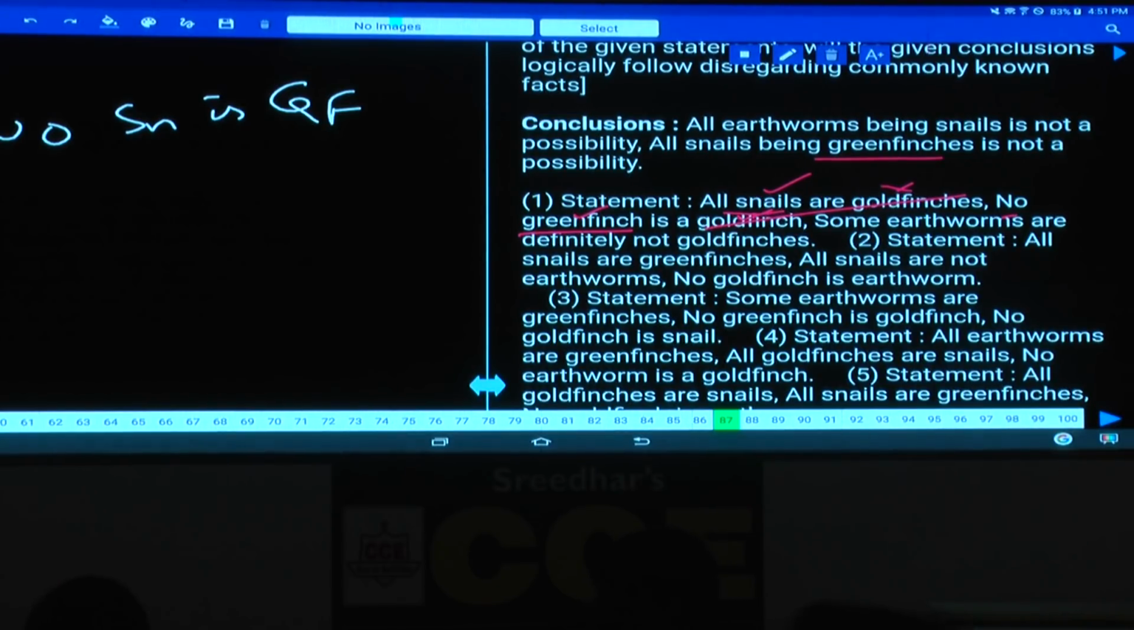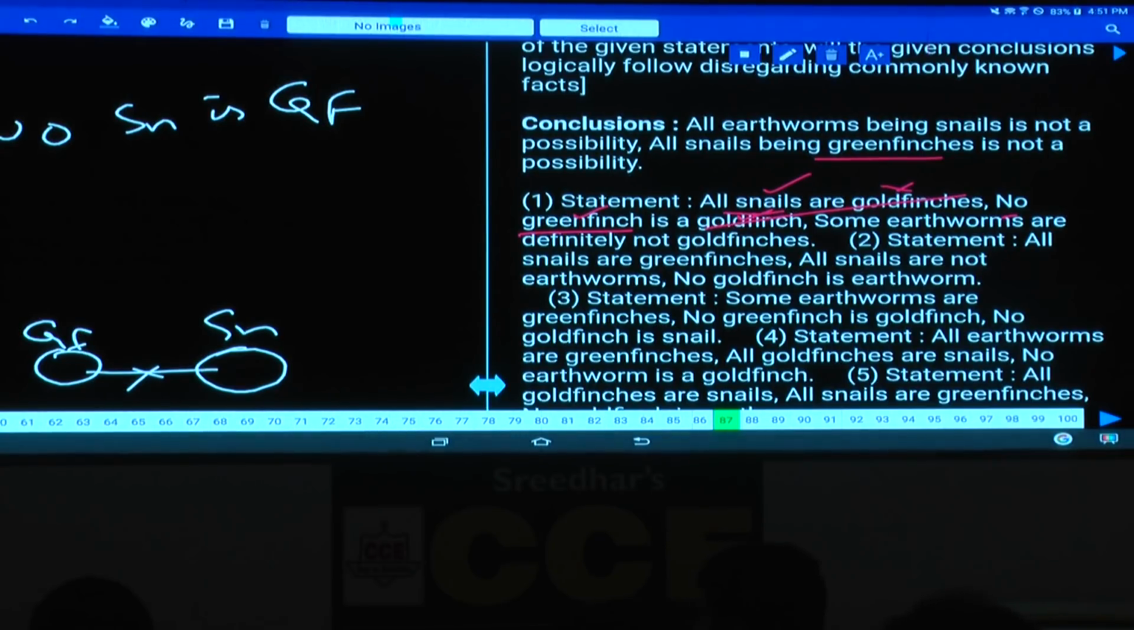Are you getting this one or not? Now, final conclusion is what? No greenfinch is snail is the final conclusion. Here, all snails are greenfinch. Is it possible? It is not at all, because no. Hence, this one we got.